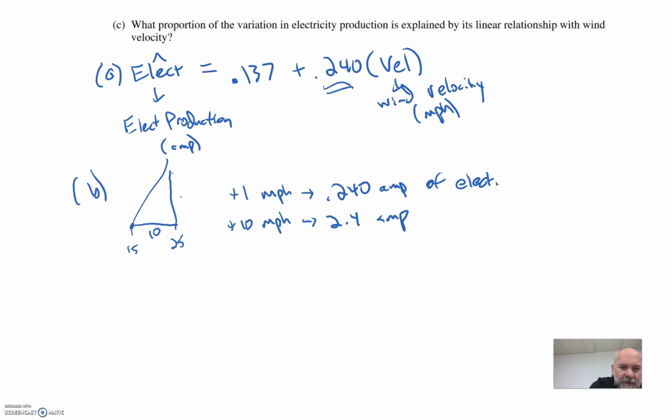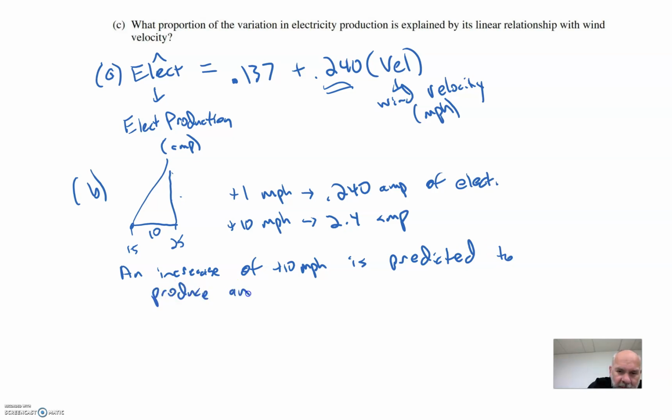And so now I'll write this statement. And so an increase of plus 10 miles per hour is predicted. Again, emphasizing this is what my model says. It might not be perfect. There might be a little bit of curve to it that they just said linear is good enough, but we're just saying it's predicted to produce an additional 2.4 amperes.